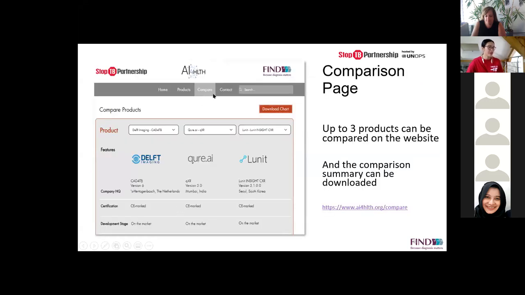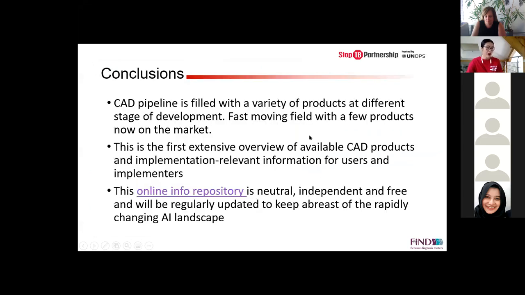Another important function on this website is the compare page, where you can choose up to 3 products and compare them across each other. Again, a summary can be downloaded and shared offline. I want to encourage you all to have a look at the website and play around.